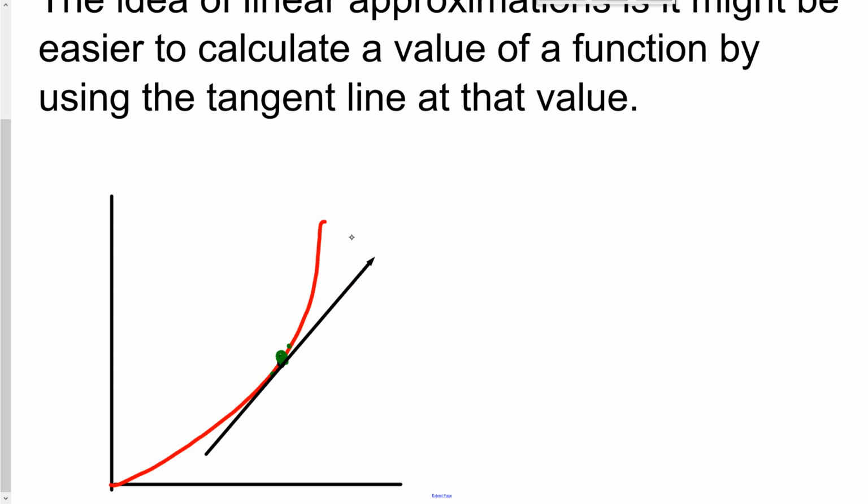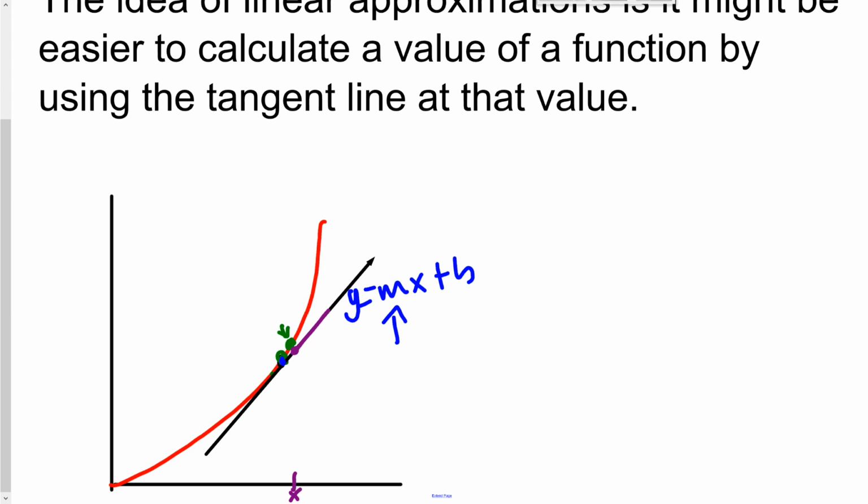And then we can use the graph of this linear equation, y equals mx plus b, where m is just our derivative at that point right here. And so we can calculate this value right here by approximating the value right here on this tangent line. As long as we can get really, really close, we can plug our x into this linear equation to find a really close value to this one right here. So that's the idea for linear approximation, to use that tangent line to estimate our values.